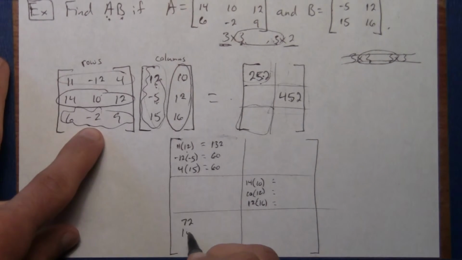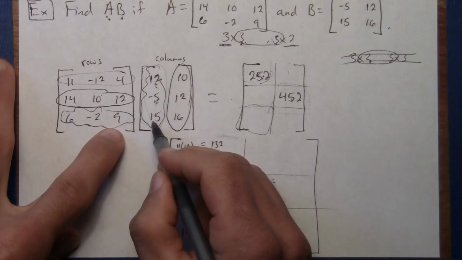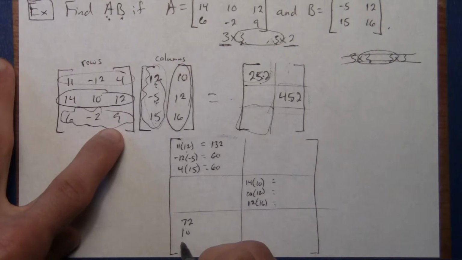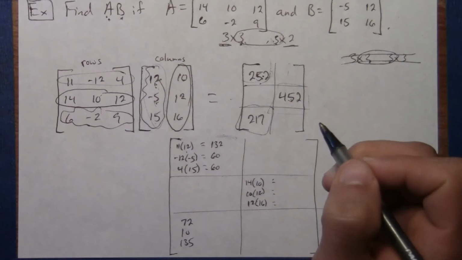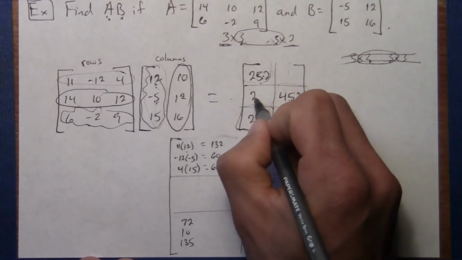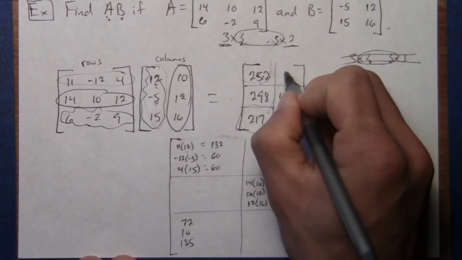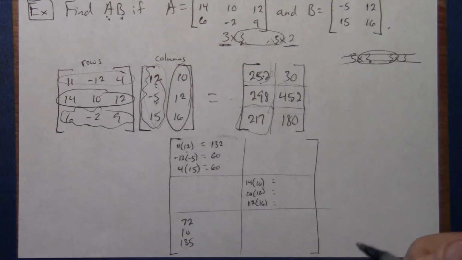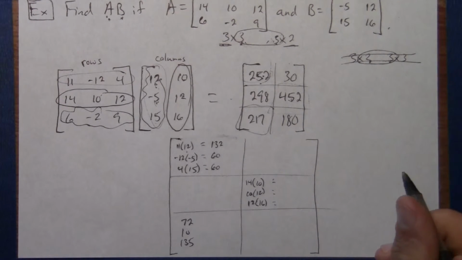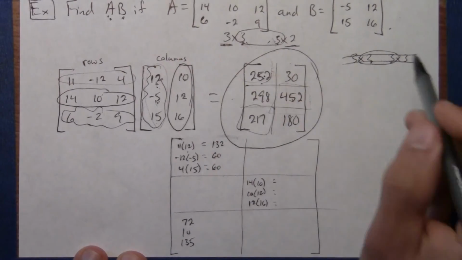I would prefer this, but if you just write 72, I can probably figure out where that's coming from. Shift, that would give me 10. Shift again, that would give me 135, I believe that is. And then I'll add all those together to get 217. And then just to tell you what these other numbers are, it's 298, 30, and 180. And you can double check doing that on your own to see if you can get that to work out. Alright, so there's my answer.